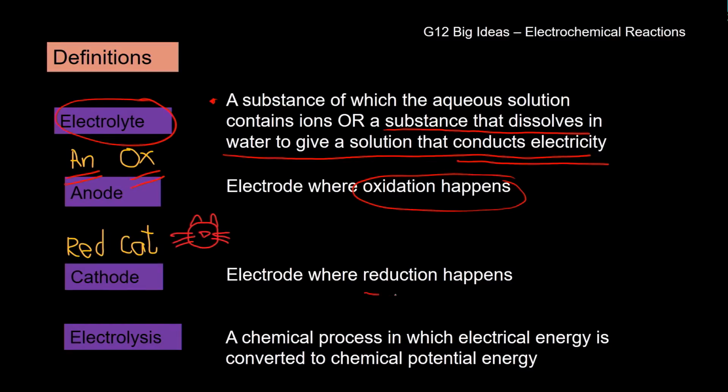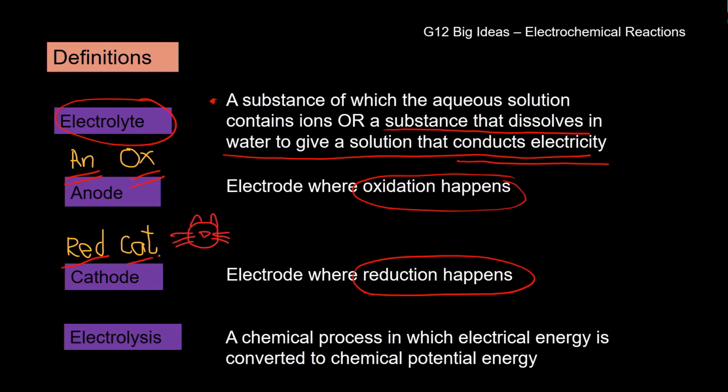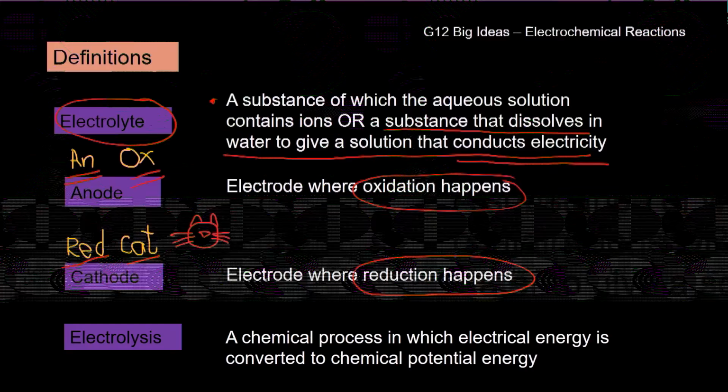What about the cathode? So the cathode is where reduction happens. And there's a little trick to remember that, and I've drawn a little red cat. So at the cathode, so at the red cat, the cat is cathode, red is reduction. So we can remember reduction happens at the cathode.